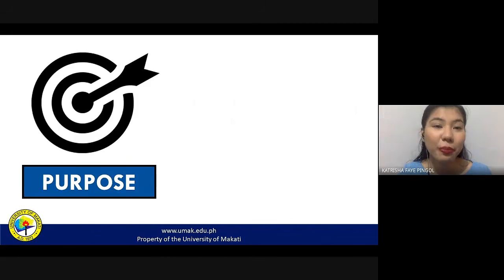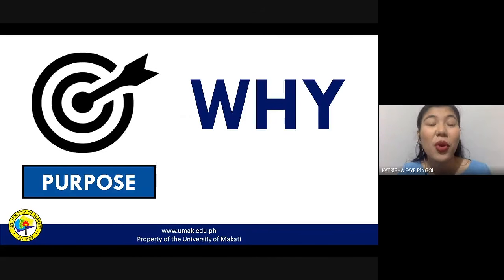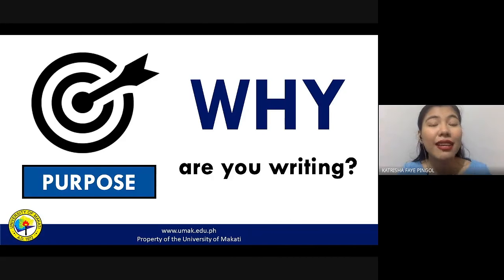Next, let's go to purpose. Again, purpose is also very important because purpose is basically your objective. Why are you even writing this piece of academic text in the first place? What's the reason behind it? Is it to provide information? Is it to differentiate things? Is it to give clarification and so on and so forth?